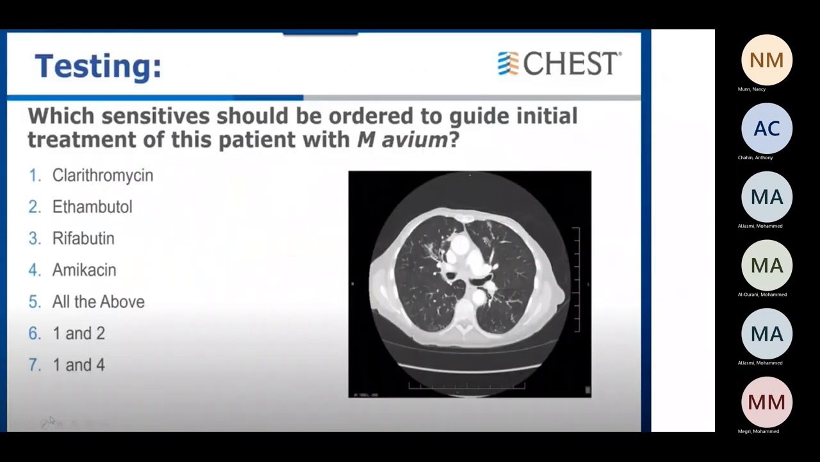All right, Ramsha, this is another testing related question. Which sensitivities should be ordered to guide initial treatment of this patient with Mycobacterium avium?